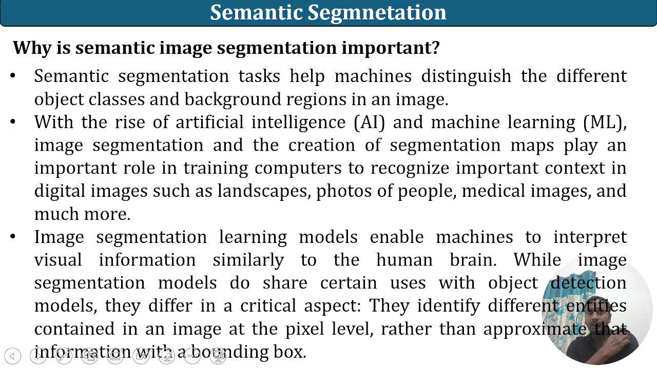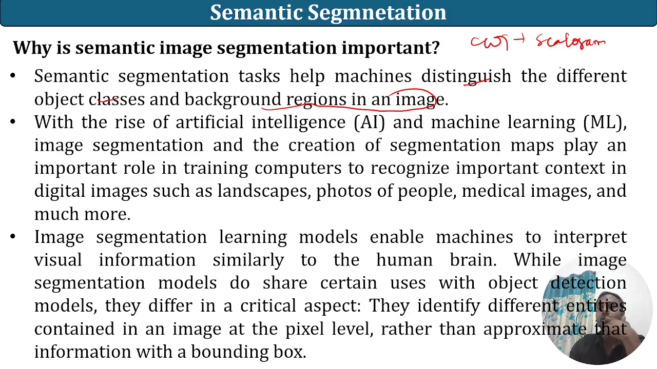So why is it going to be important? It's going to help distinguish the different object classes and the background region in the object. Let's say I have used CWT, and correspondingly it came out as a scalogram. One signal was there, then converted using FFT, like that. Not histogram actually, it's called a scalogram. So whenever these signals are converted into images, some sort of color comes, but in this case we don't have the intensity and all.